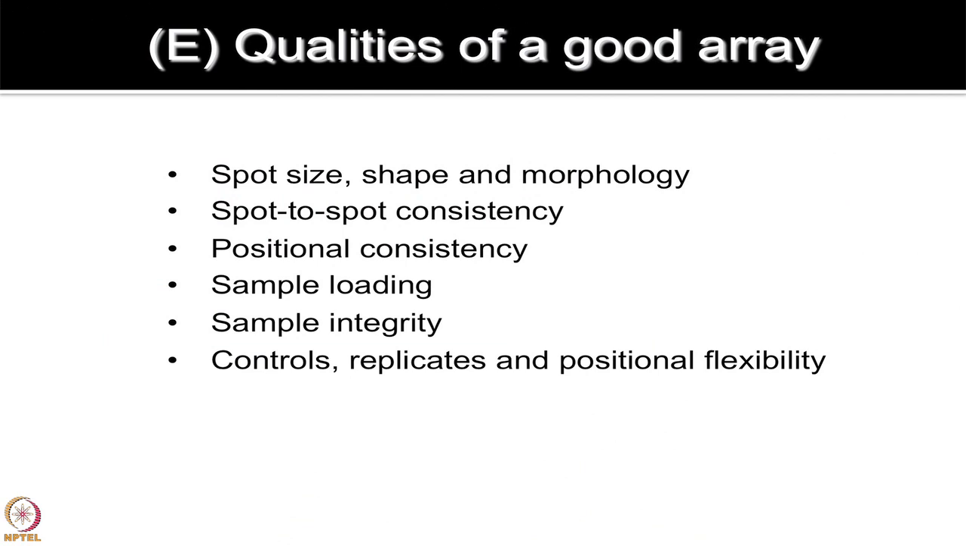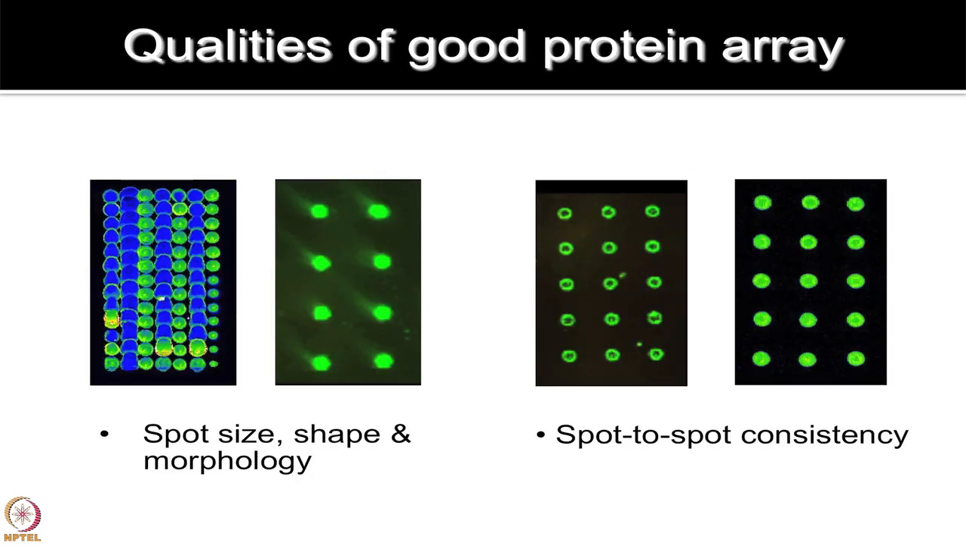Let us also talk about the qualities of a good array. Once you are in the process of doing the whole work of protein microarrays, you want to make sure that the spot size, shape, and morphology are consistent, and unless your controls and replicates are in place, you cannot use the arrays for the actual experiments. I have shown here a couple of examples. On the left side, some examples of bad slides, then slides with some halo effect.